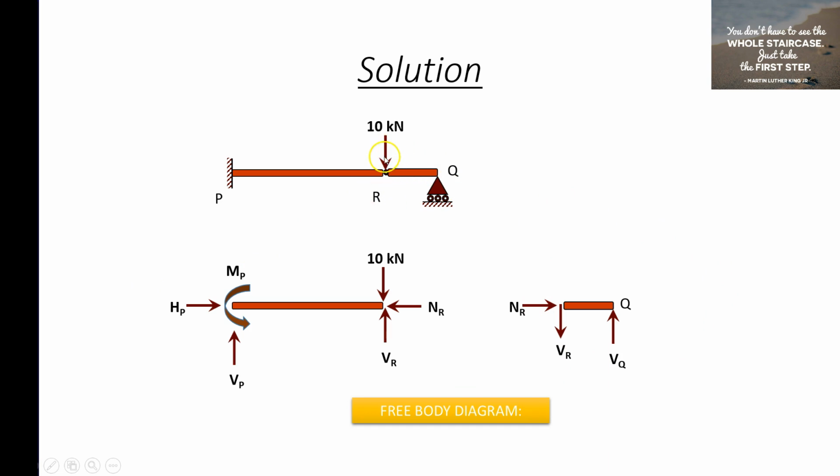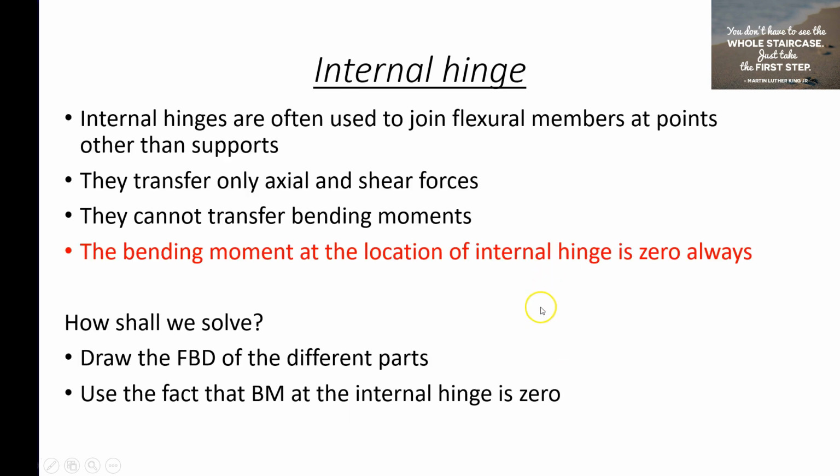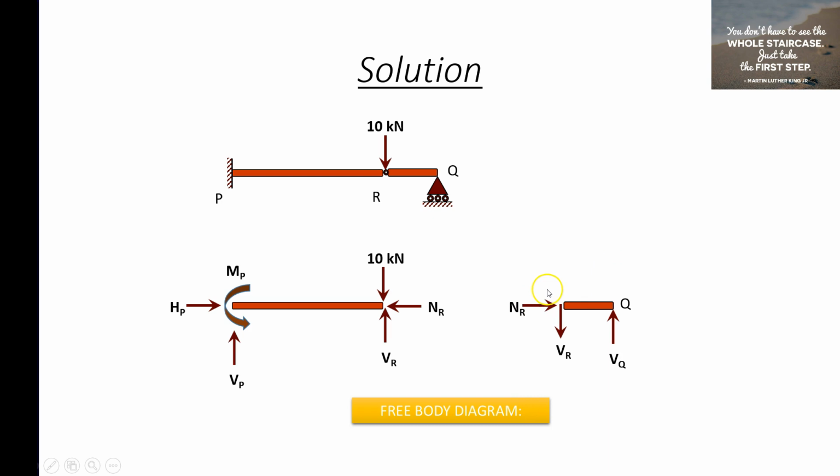When we make a cut, we need to expose all the internal forces that are available. In a beam, the internal forces are basically axial force, shear force, and bending moment. So at the cut point R, we are seeing a pair of axial forces which are equal and opposite, because only then there will be equilibrium here. Similarly, we are seeing a pair of forces VR, which are the shear forces, equal and opposite in direction to maintain equilibrium, but we are not seeing any bending moment here. Why? Because we said the bending moment at the location of the internal hinge is 0.